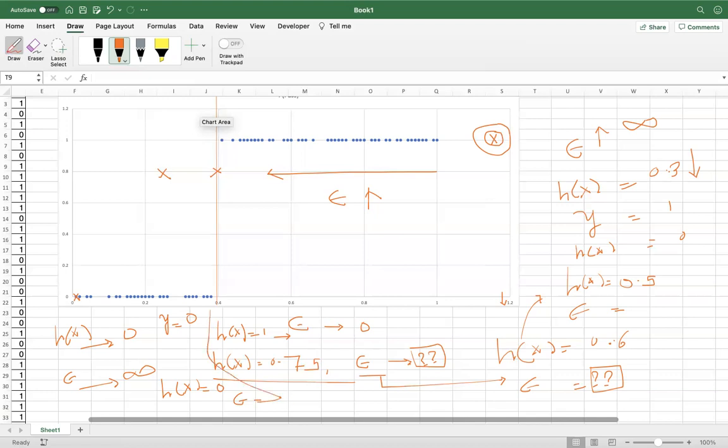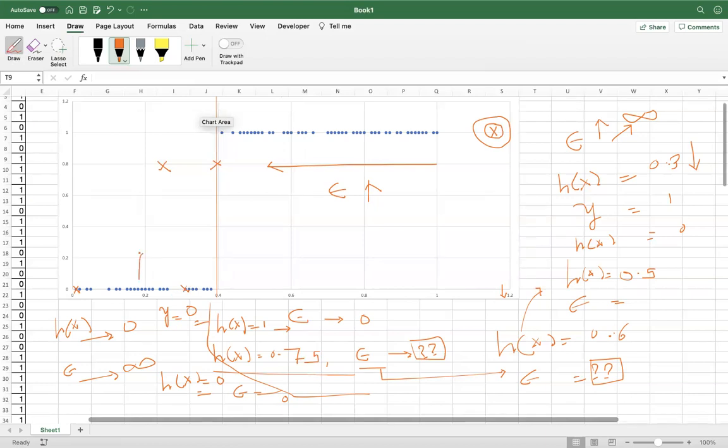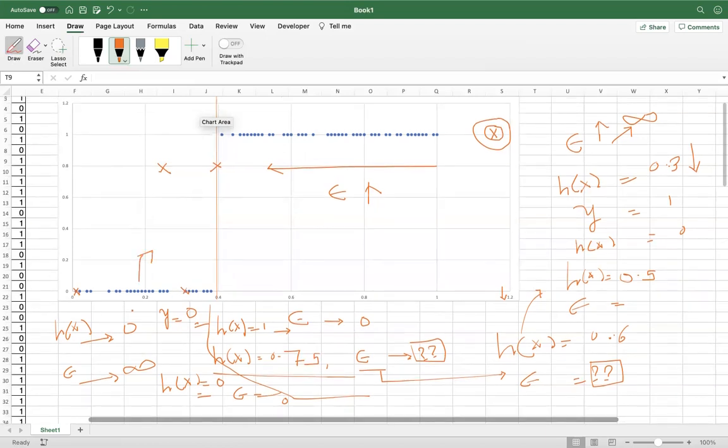0. Exactly. In the earlier case, since y is equal to 1, if h of x is equal to 0, my error goes to infinity. But in the second case, y is equal to 0, h of x is also equal to 0, then error will be equal to 0. Now, if my prediction is somewhere here, will there be some error associated? This is my actual, but this is my prediction.